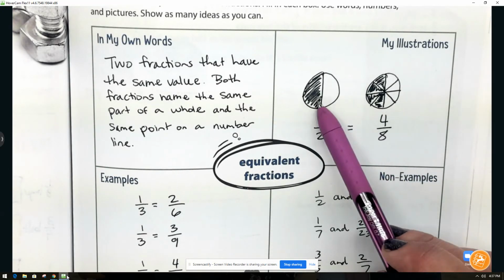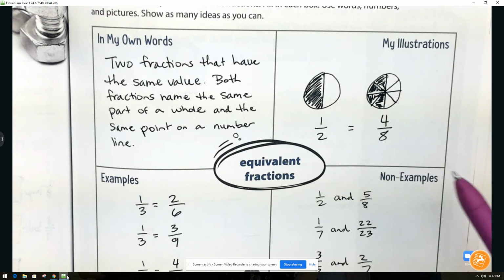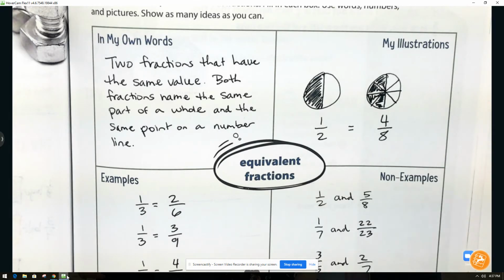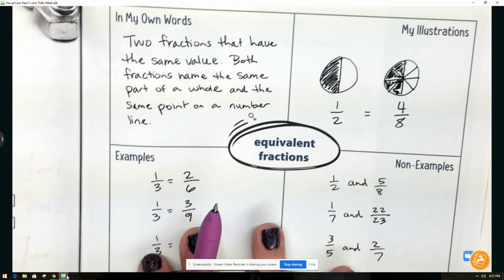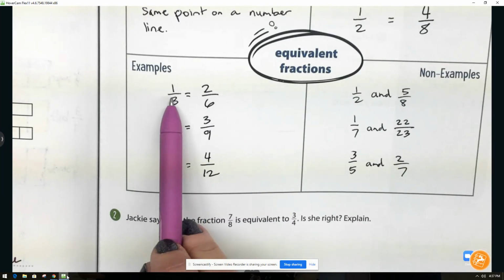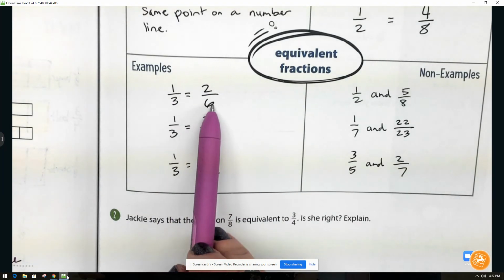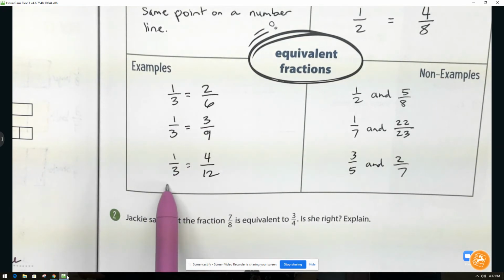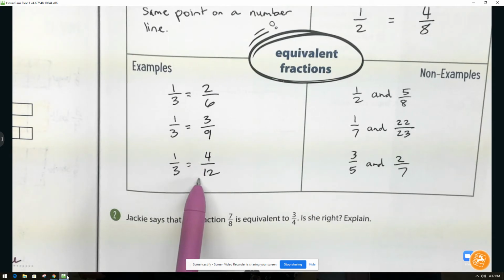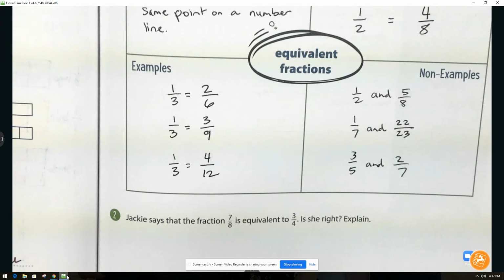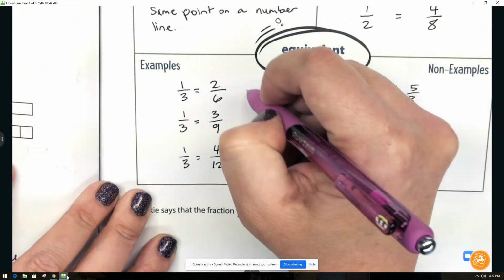They both name the same part of a whole. Even though they are not the same fraction, they are equivalent. So here are some examples of equivalent fractions. 1/3 is equivalent to 2/6. 1/3 is also equivalent to 3/9, and 1/3 is also equivalent to 4/12. In all of these, if I drew a picture, the pictures, they would be in smaller pieces. I'll just go ahead and draw the picture.